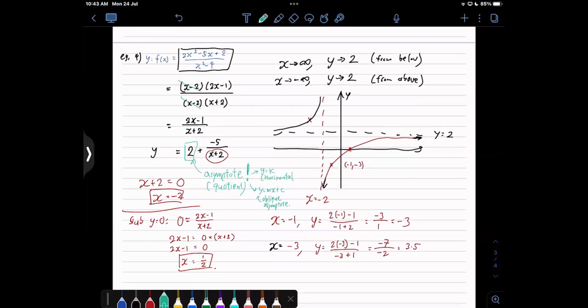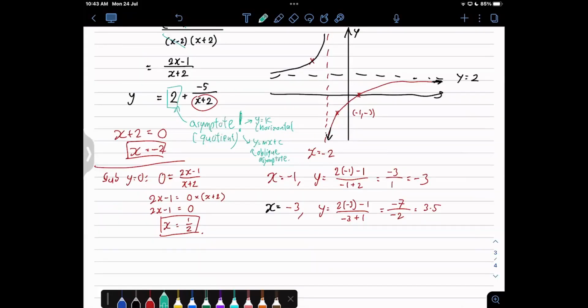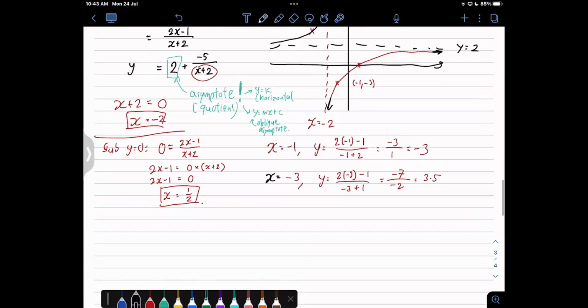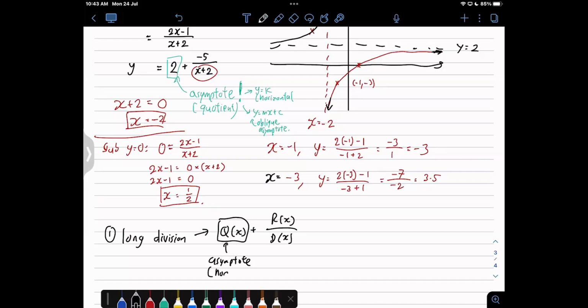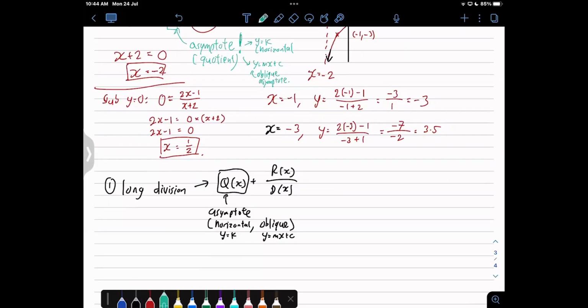But the video showed you an example. Okay, so the strategy is very simple. Step 1, long division. You get quotient plus the remainder over the divisor. The quotient will be your asymptote, either horizontal or oblique. Oblique means slanted, sorry. y equals mx plus c. Horizontal means y equals to some constant. Then after that, you draw in the asymptote using broken lines.